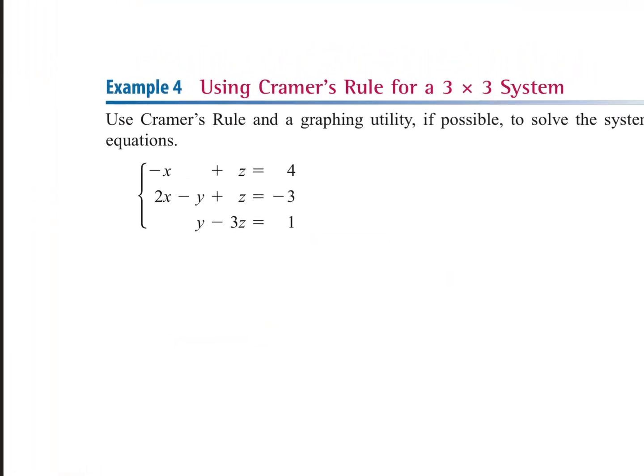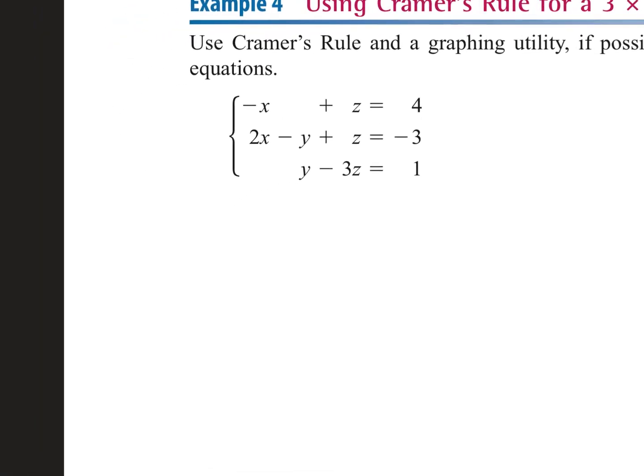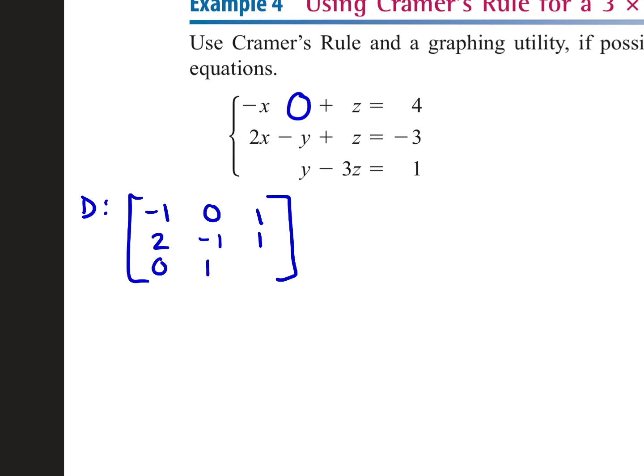Right, so we are using Cramer's rule for a 3 by 3. So we do the same thing, we just have x, y, and z here. So I'm going to start with the determinant of all my coefficients. So what would the first row be? -1, what's y? 0 and 1. The first row would be -1, 0, 1. Because we don't have a y here, so that's 0. What's the second row? 2, -1, 1. And the third row? 0, 1, -3.